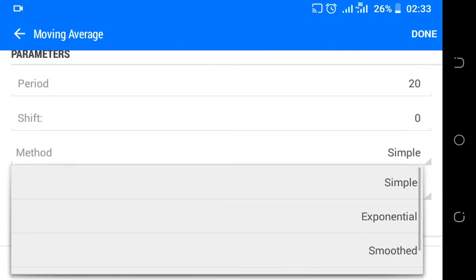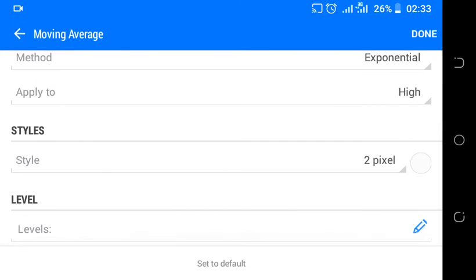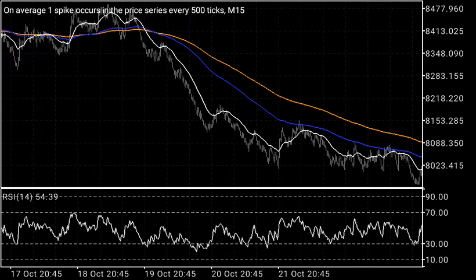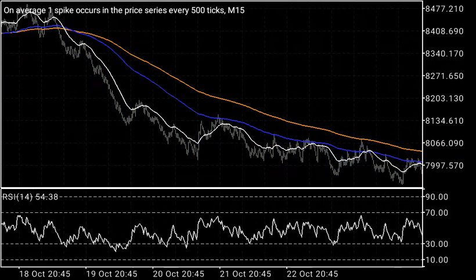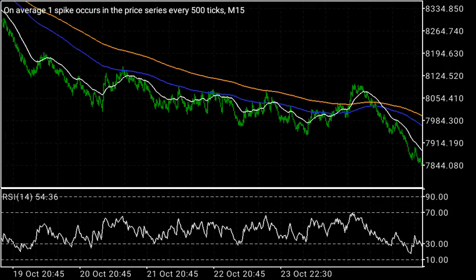All of them are exponential, which is our white, sometimes to determine entry and sometimes for crossovers, which is the main purpose of this video.